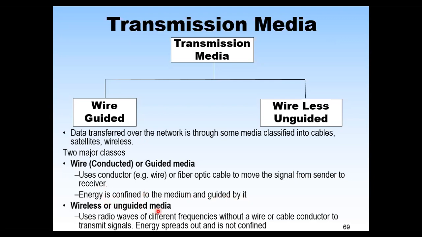Wireless or unguided media use radio waves, electromagnetic waves of different frequency, without a wire or a cable conductor to transmit the signal. Energy spreads out and is not confined.